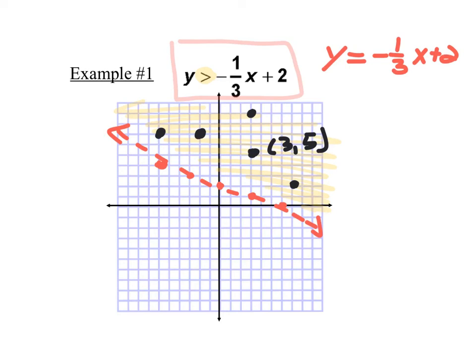Because the line is dashed, the points on the line itself are not solutions to the inequality. If you plugged in a point on the line, for example, if we plugged in 0, 2 into the inequality, it would not come out to be a true statement, so therefore they're not solutions to the inequality. Okay?